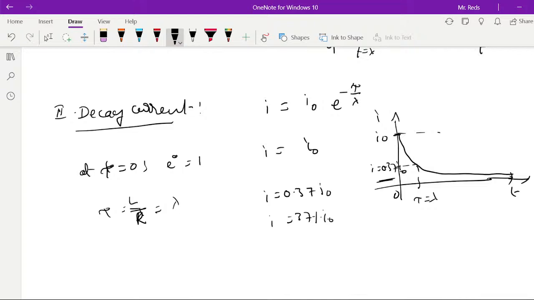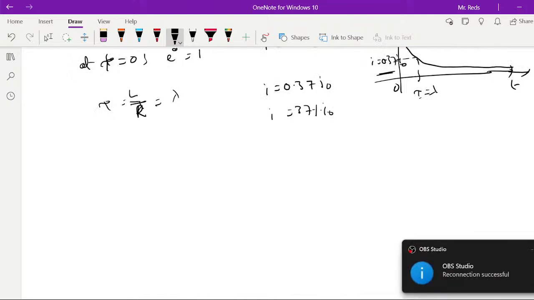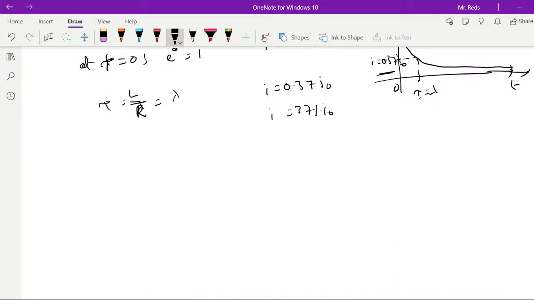So that means the rate of decay of current, for small values of L, where tau is equal to L by R, will be so quick, it will decrease quickly. For larger values, the decay will take place slowly. In CR circuits, we will deal with growth of charge and decay of charge, instead of growth and decay of current. That is the difference between LR circuits and CR circuits.